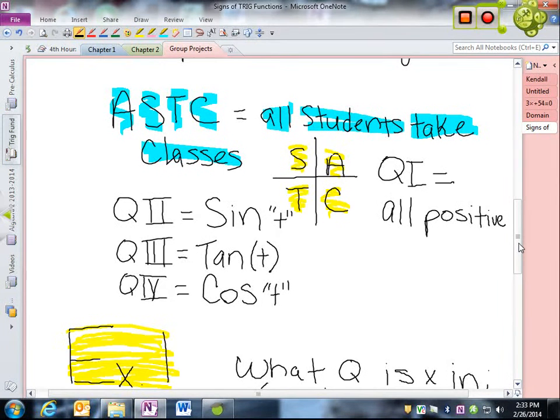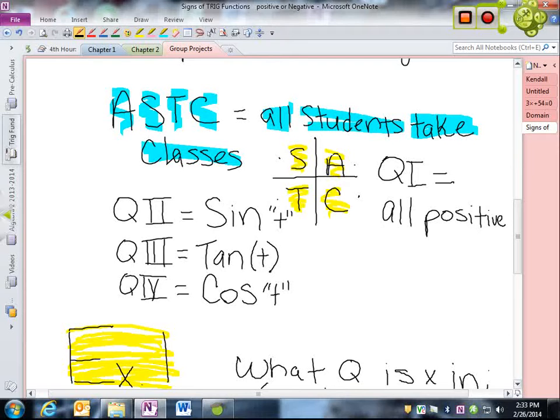ASTC. All students take classes. You can also write that in your graph. ASTC. So, the A stands for all. So in quadrant 1, all the functions are positive.